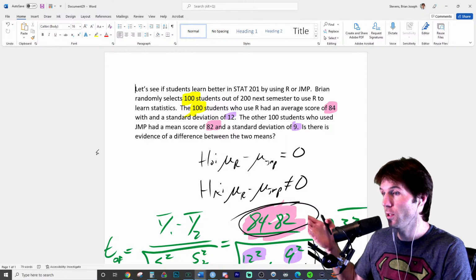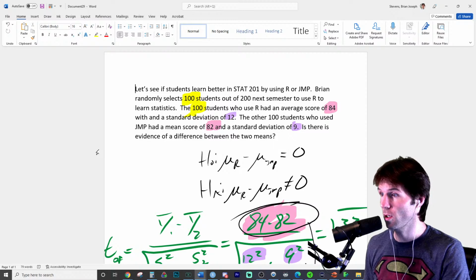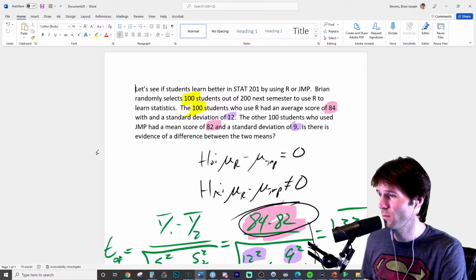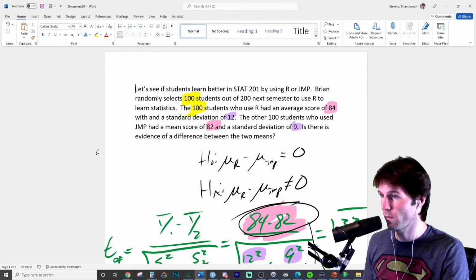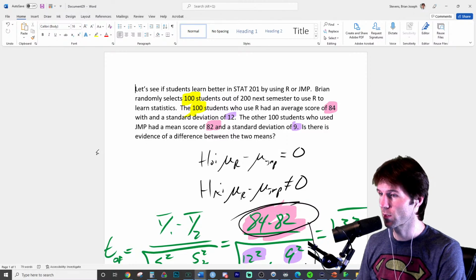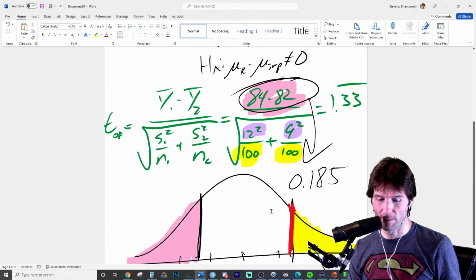Maybe a really good student was using R. Maybe a student who had a little more trouble was using JMP. It might not be JMP versus R. It might just be random variation of the groups. This is only a 2-point difference. And you know what's really interesting?